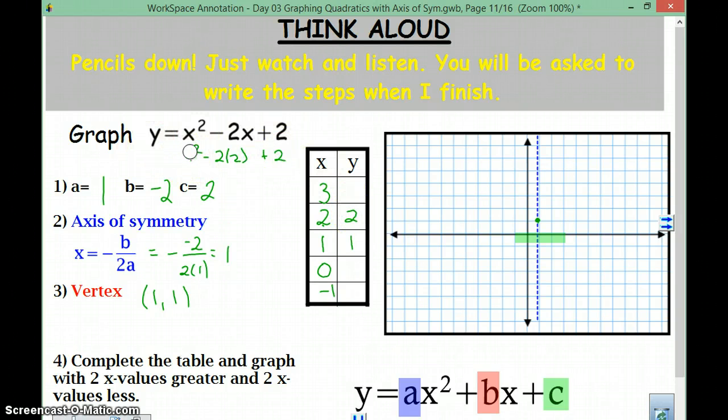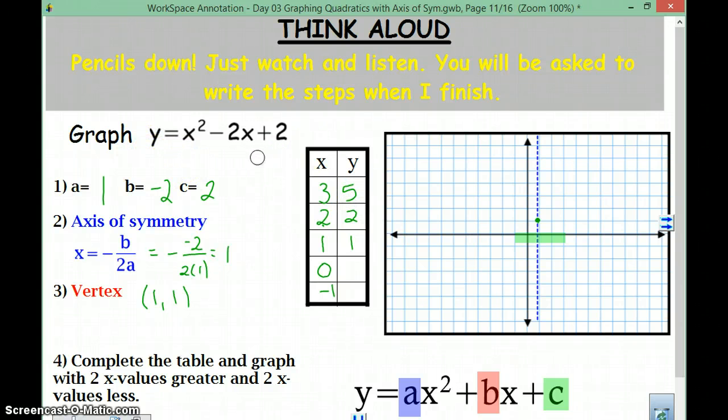Let's try plugging 3 in to the equation. 3 squared minus 2 times 3 plus 2. That's 9. Minus 6 is 3. 3 plus 2 is 5.